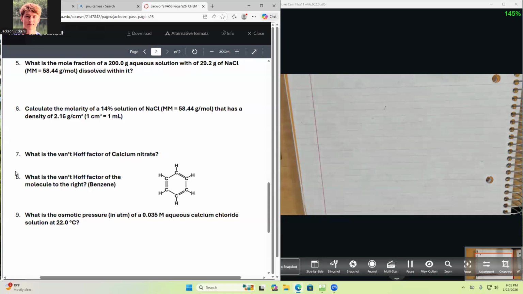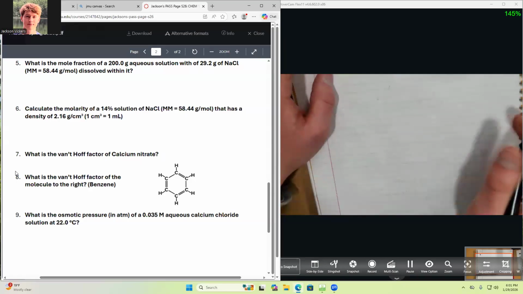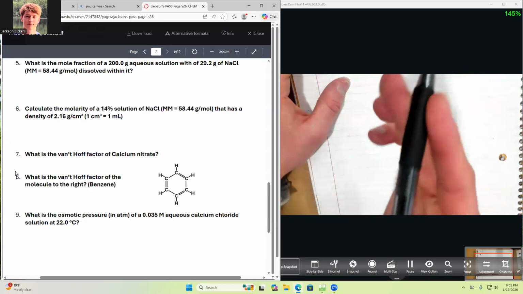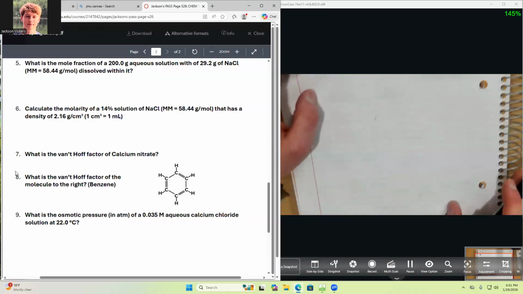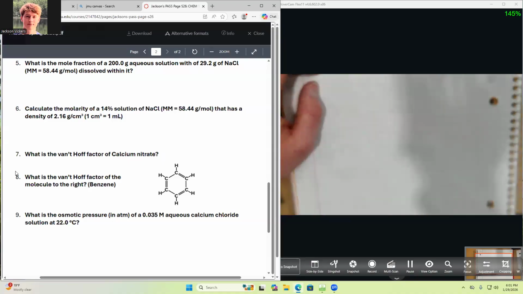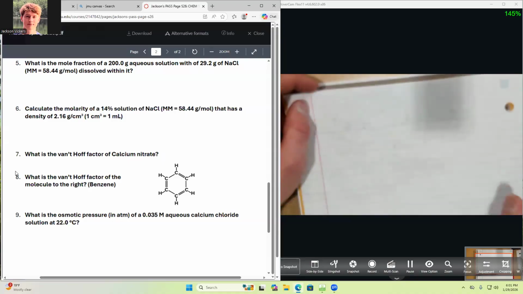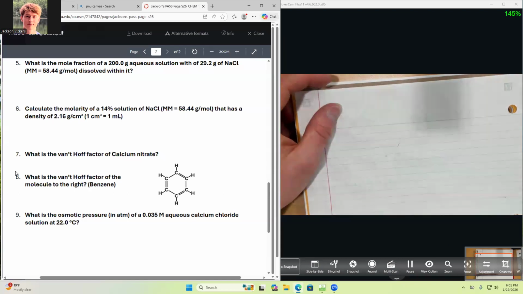I don't know if he would do this on your test, but I'm doing this to kind of help remind you guys. Anyone have a guess? 2 is your guess? 3 is your guess? All right, let's do it. I have to do this real quick, and I can't do it off the top of my head. But calcium is going to have what ionic charge?